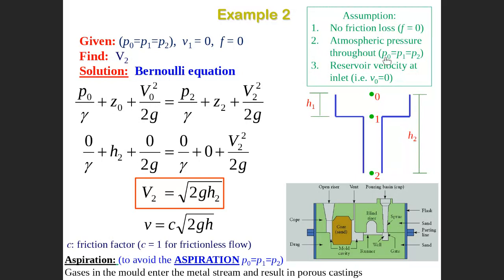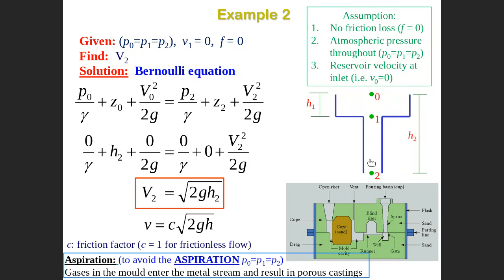We call it atmospheric pressure throughout, meaning pressure 0, 1, and 2 are constant, to avoid aspiration. Aspiration gives bubbles or porous casting. To avoid aspiration, P0 equal to P1 equal to P2. This is the aspiration, remember that. You must avoid having aspiration in a casting. This is defective casting.